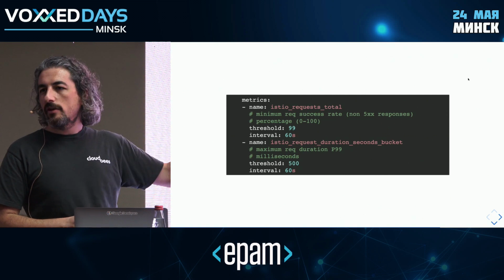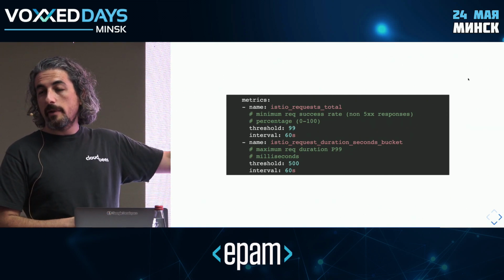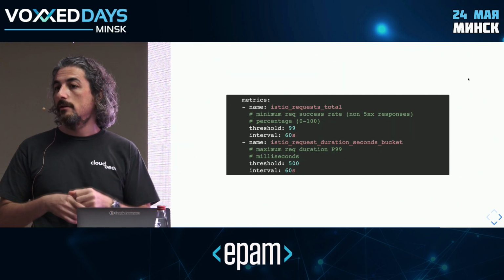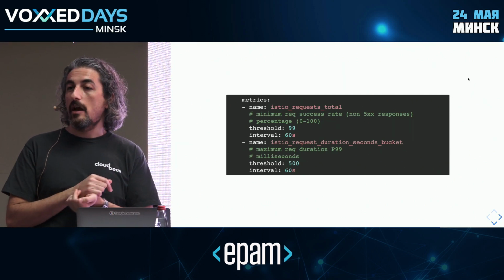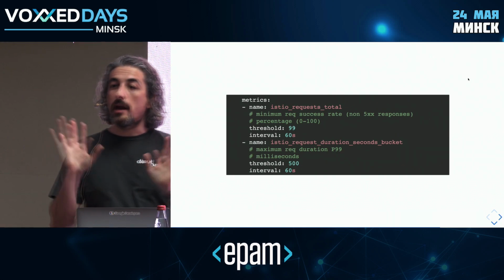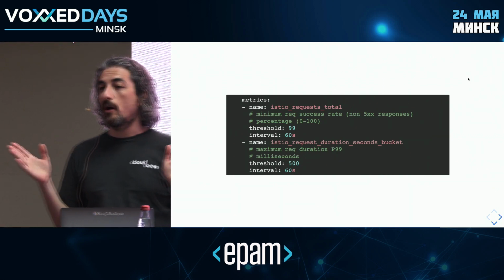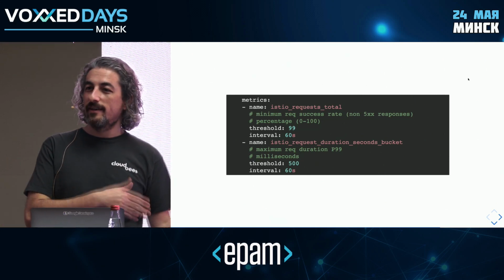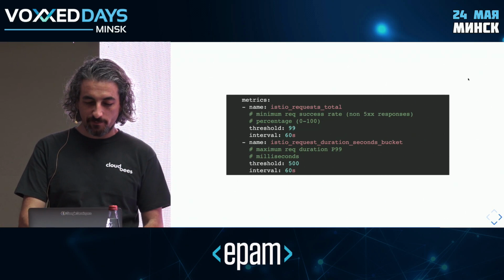So I want my request to not be over 500 milliseconds. If any of those metrics fail, and because the threshold was 5, if they fail like 5 times, then Flagger is going to automatically roll back my application, and I don't have to do anything. So I can deploy on a Friday afternoon, knowing that if something goes wrong, it's going to be automatically rolled back.